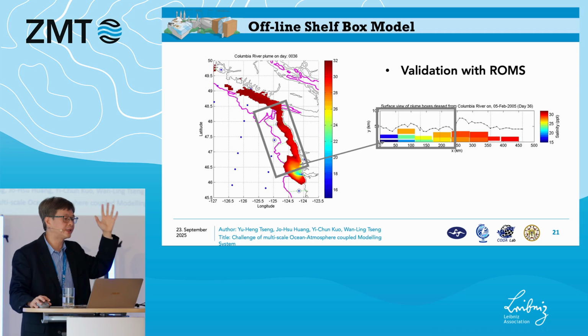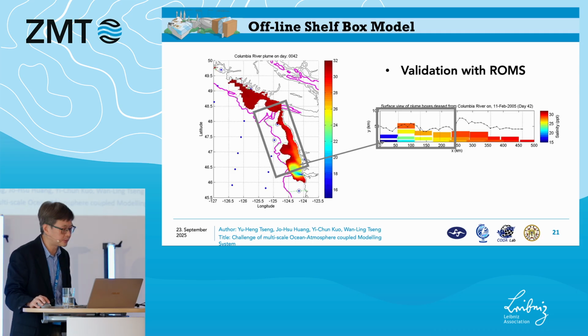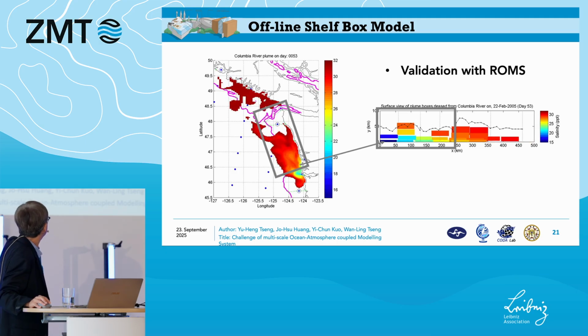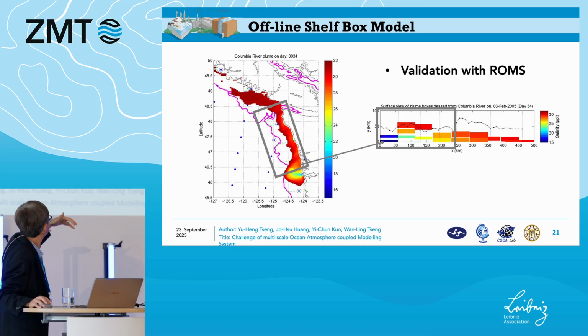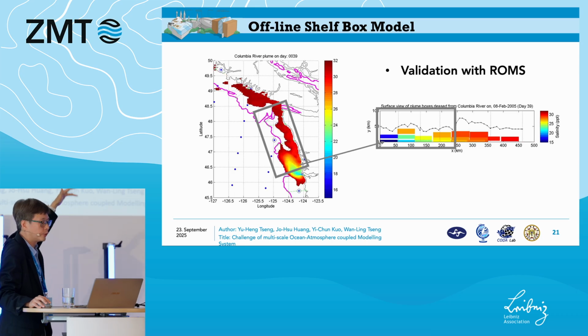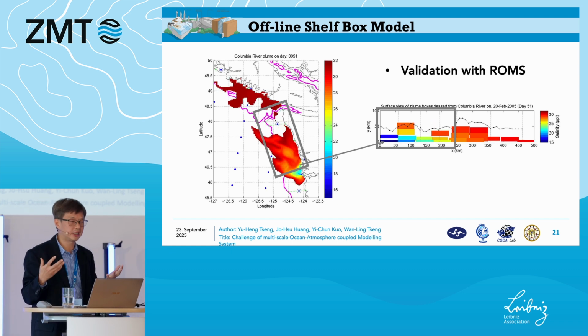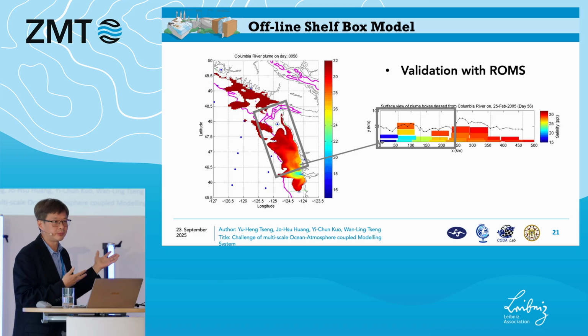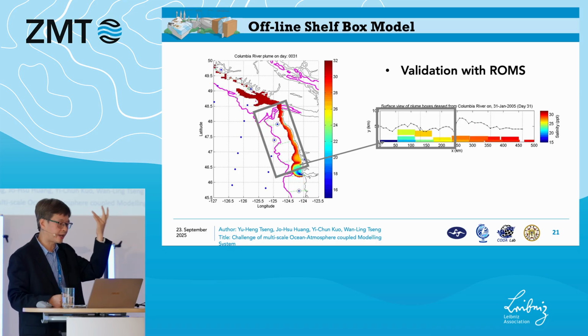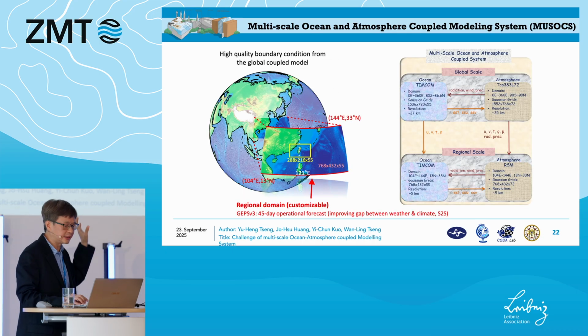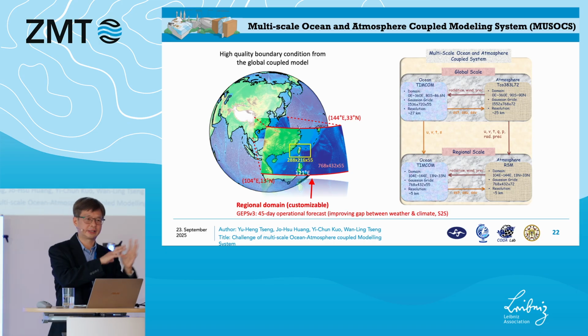So I just give you one example for the offline shelf box model, based on the run simulations. You can tell from the simulation that this kind of coastal plume can move back and forth, depending on your atmosphere wind and the forcings. So this kind of information needs to be within the Earth system model, particularly at the global scale. It can feed back to the global scale so that we can have better flux corrections. So this is something we really have to care about from the downscaling and upscaling part.